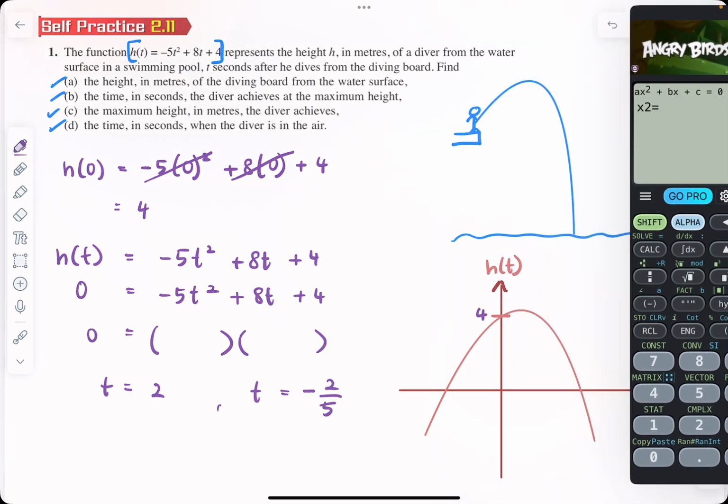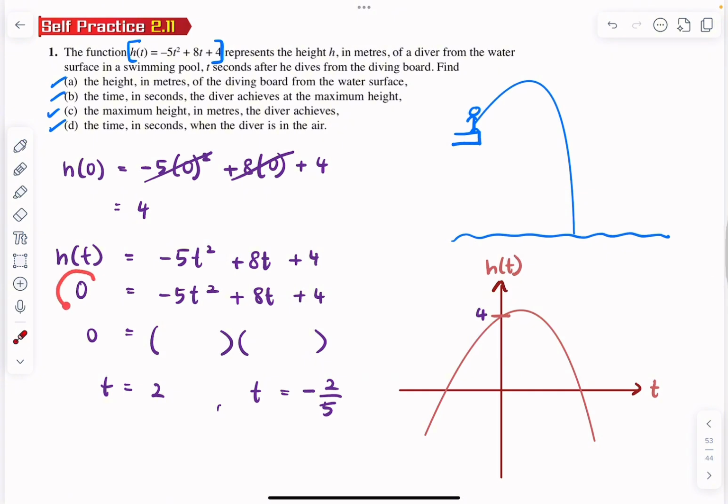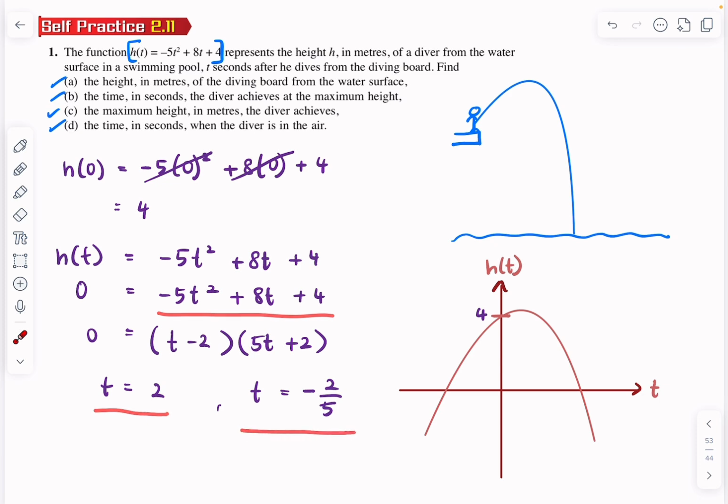This is factorizing. To factorize, you must make sure your y equals 0. Then only you can factorize. So this one is (t minus 2)(5t plus 2). This is our working for factorization. You can use your calculator and straight away put this in, you get your two answers. But you have to put it into the bracket to get your working marks. So we get two t values: one is -2/5 and one more will be 2.